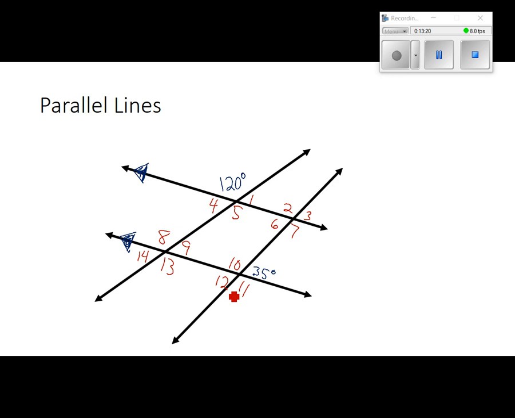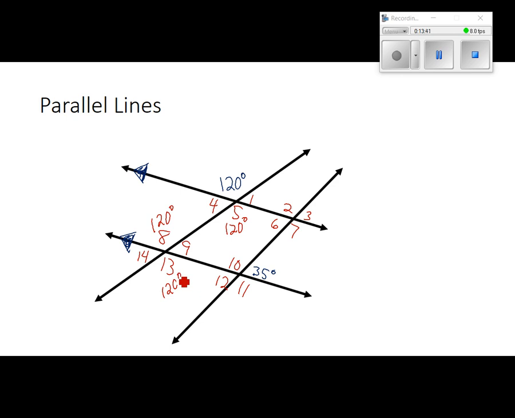You've got none of that. Tell me an angle you know on that left side. Angle 5, what is it? 120. So write that in, 120 degrees. Tell me another one. 8. 8, what is it? 120. Tell me another one. 13. 13, what is it? 120.